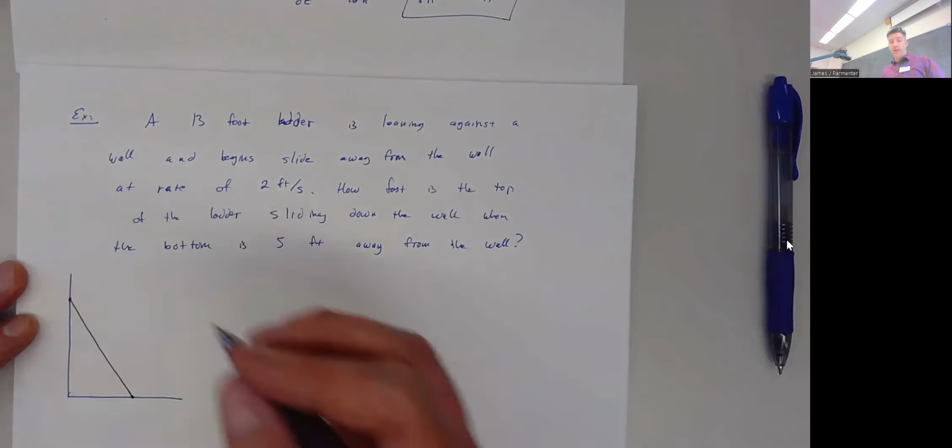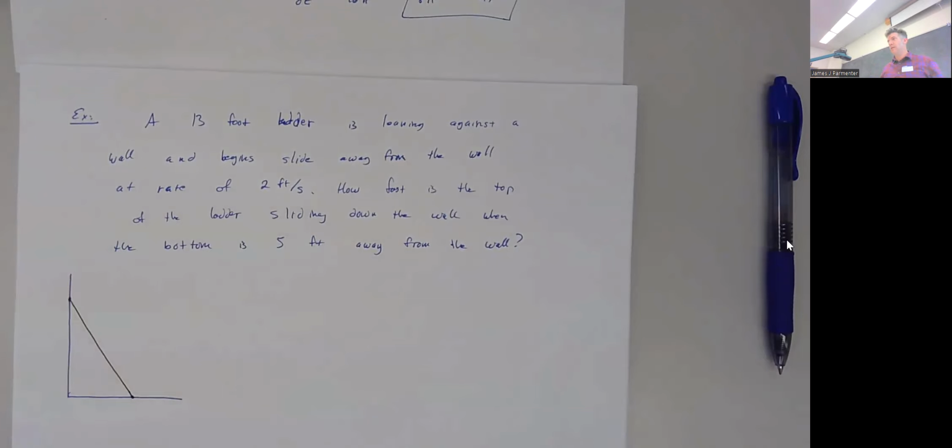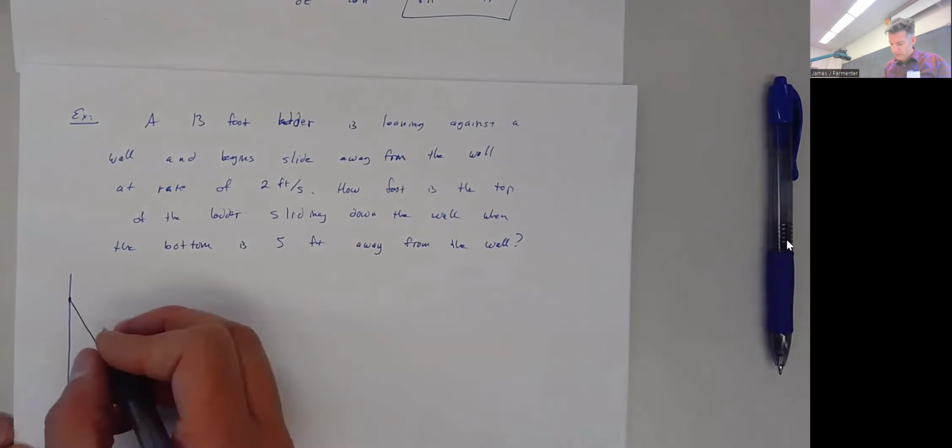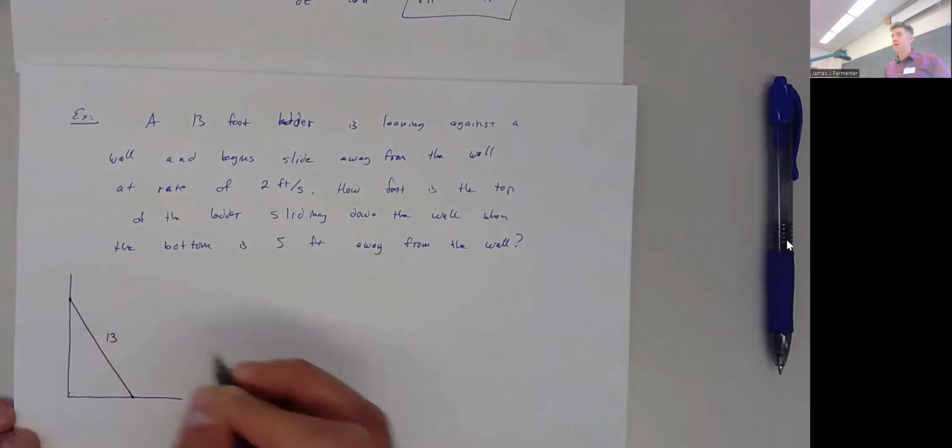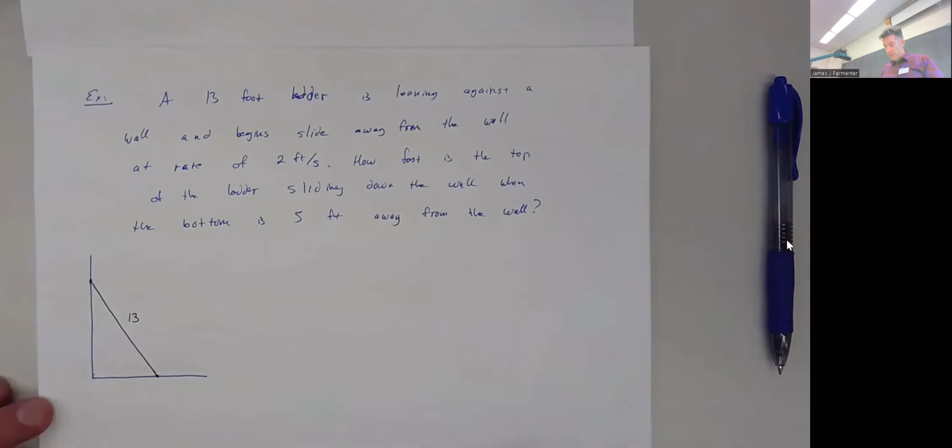And the length of the ladder doesn't change. I mean, technically ladders are extendable sometimes, but for our ladder, the length is 13. And they're telling you that the ladder is sliding away from the wall, meaning this point here is moving in that direction at some constant speed.